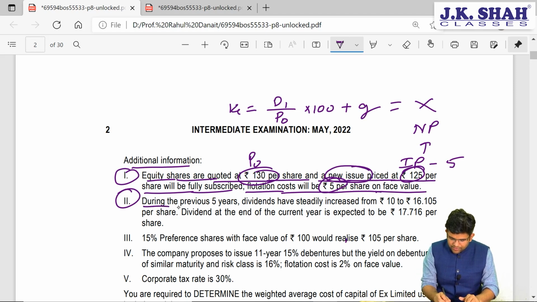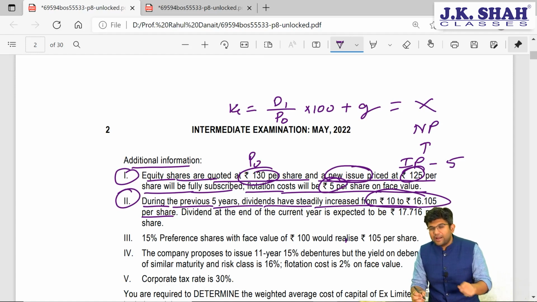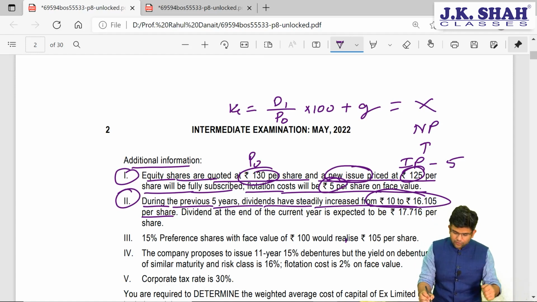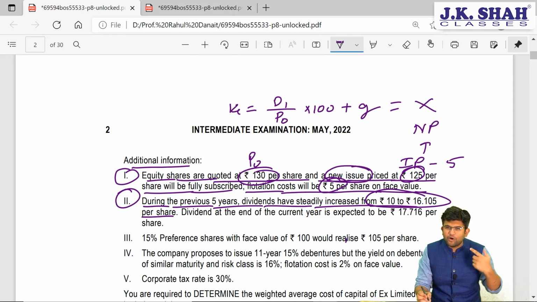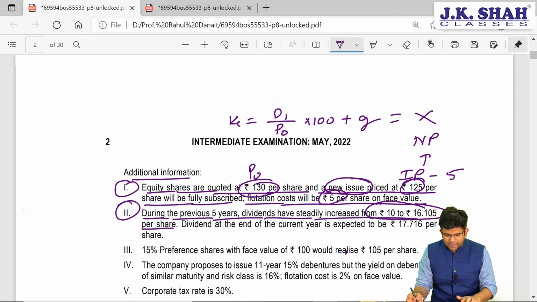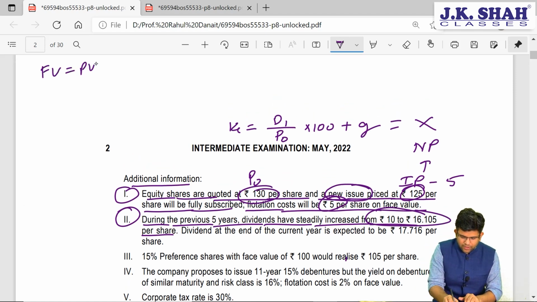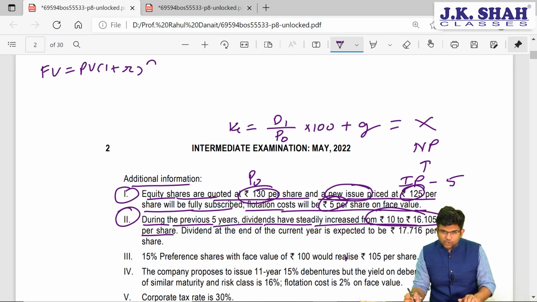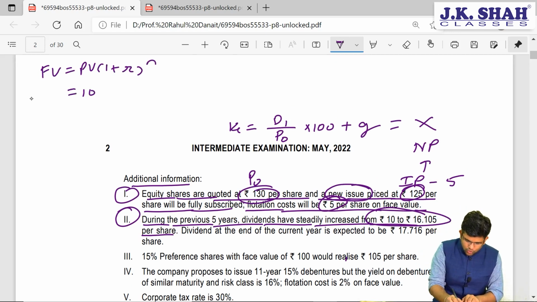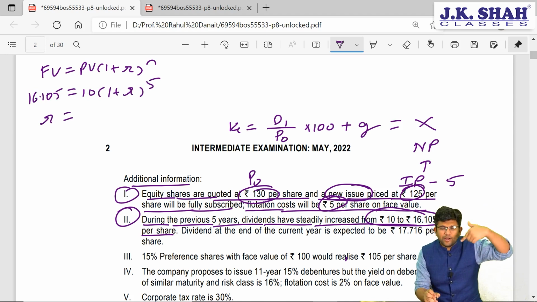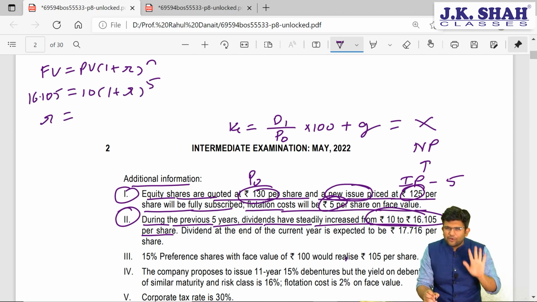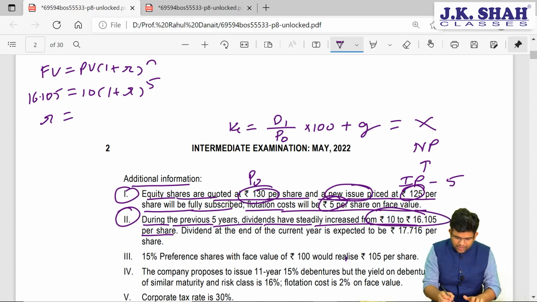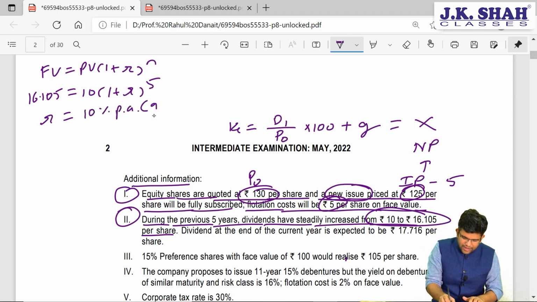Then they are saying during the previous 5 years, dividends have steadily increased from 10 to 16.105 per share. Now students, this is a hint that you have to calculate the growth rate, right? If the dividends have grown from 10 to 16.105, what must be the compounded growth rate? Children, very simple calculation. See, you know the formula FV is equal to PV into (1 plus R) raised to N. So if 10 has grown to 16.105 in a matter of 5 years, how much is the growth rate? How much is the R? How much is the compounded interest? We call it interest, but basically what we are calculating is the growth rate. If you solve this, children, you will get the growth rate as 10% per annum.